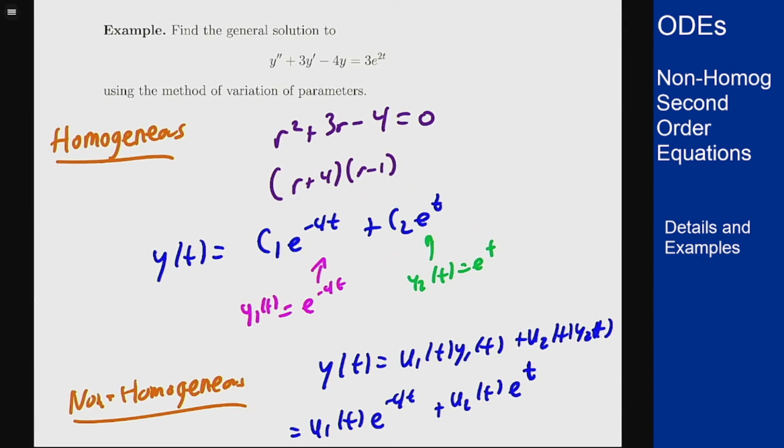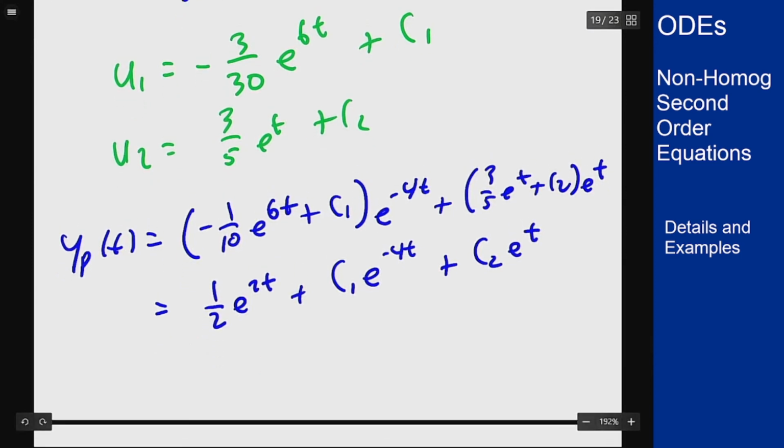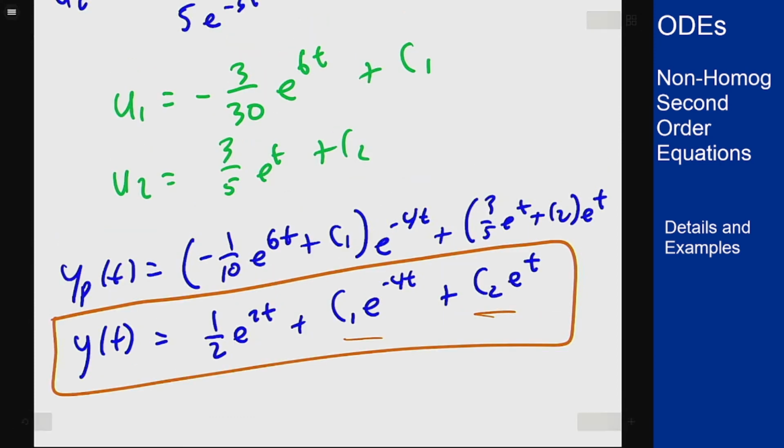So the important thing that I get out of the solution is this extra 1/2 e to the 2t, which is the same thing we got for the previous example, solving this by undetermined coefficients. So this here actually gives my general solution y of t because it already has the homogeneous part built into it, the c1 and c2 part. So that's how you would set up and solve an example using variation of parameters.